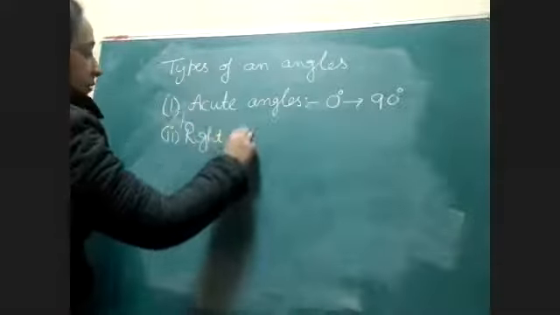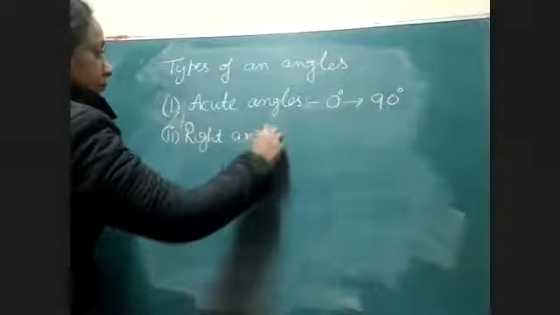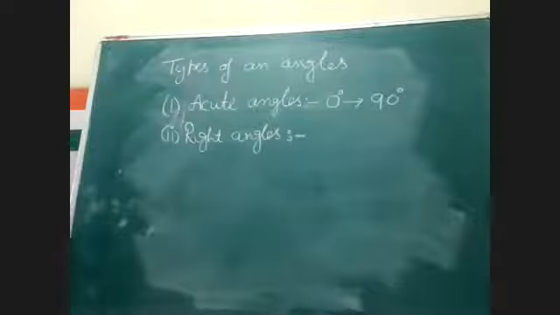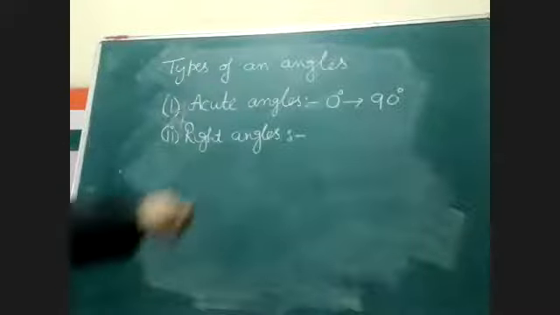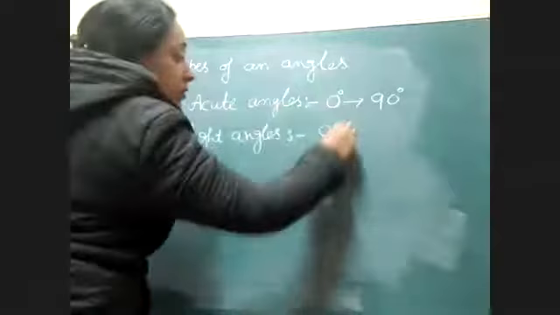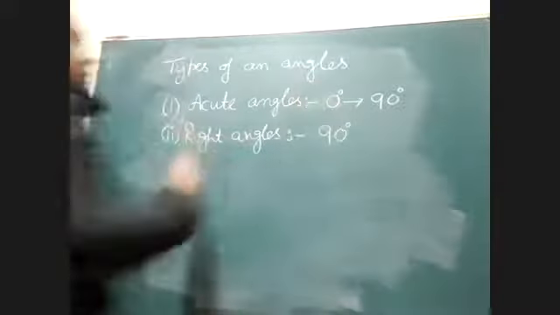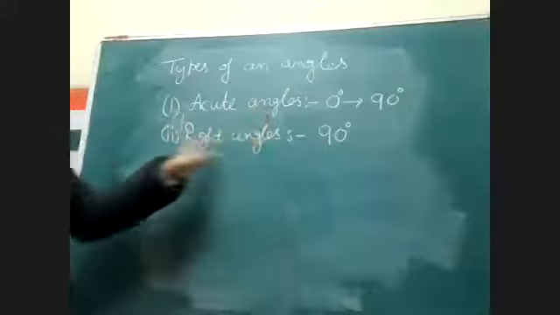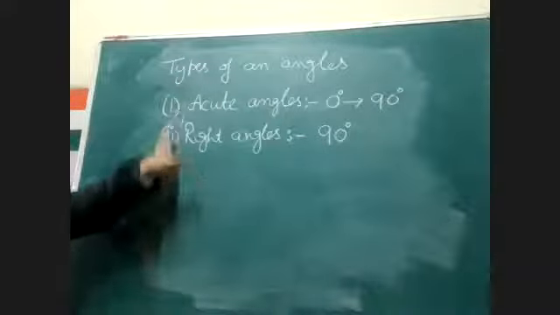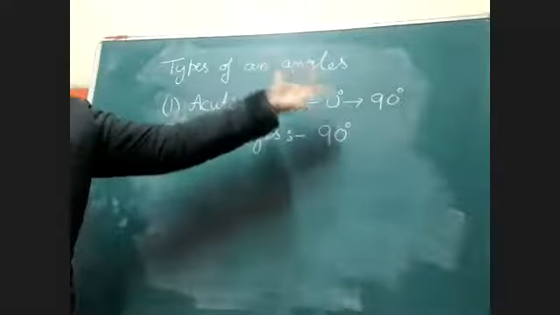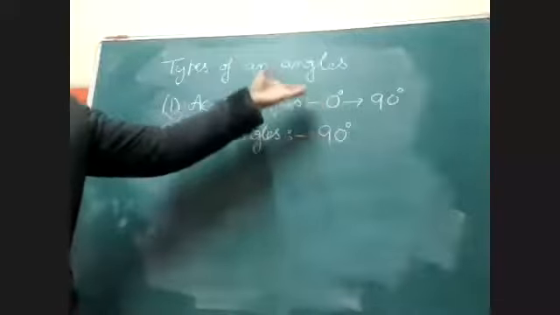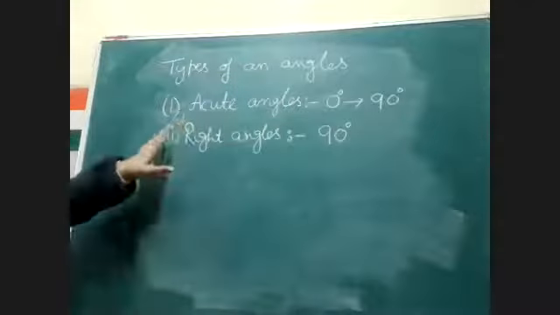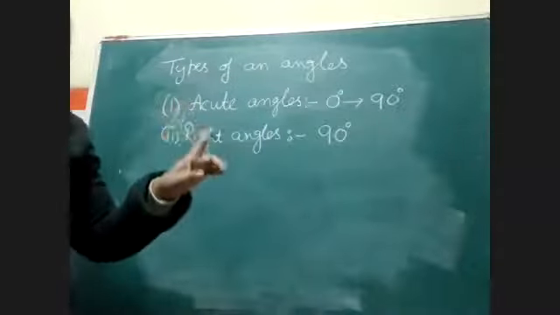Right angle. An angle which measures 90 degrees. Only a 90 degree angle is known as a right angle. In acute angles, we have 36 degrees, 86 degrees, 50 degrees, 54 degrees. These are all acute angles, but a right angle is 90 degrees.